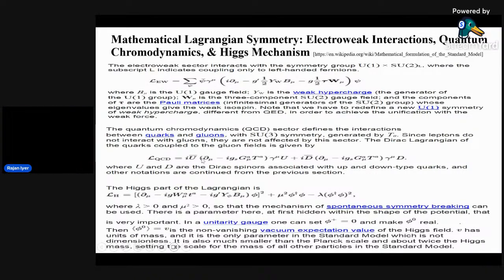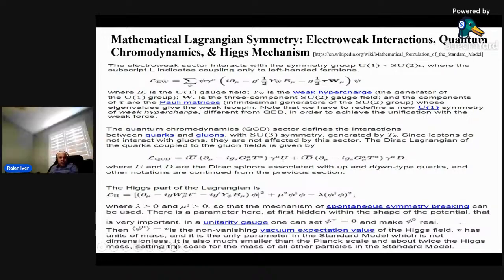For example, for the gluon field, the Lagrangian of QCD can be described through Dirac formulations for the quarks and gluons. So U and D are the Dirac spinors. So we come up with the spinors associated with up and down type quarks. And other notation is continued from previous. Okay. So the Higgs part, which is the Higgs boson, is the one that gives mass. So again, that Lagrangian is connected for different sectors. The mechanism of spontaneous symmetry breaking involves symmetry breaking, because the mass formation in the Higgs boson involves the Higgs symmetry breaking aspect.